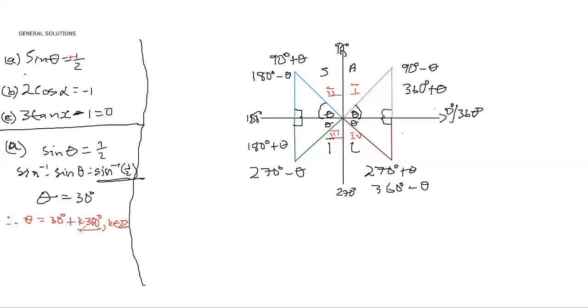Why do I have this? Remember in the graphs, I showed you that there are infinitely many solutions, meaning there are infinitely many values of theta for which we will get the ratio 1 over 2. So this is a generalization to find other solutions. We look at the periodicity of the sine graph.